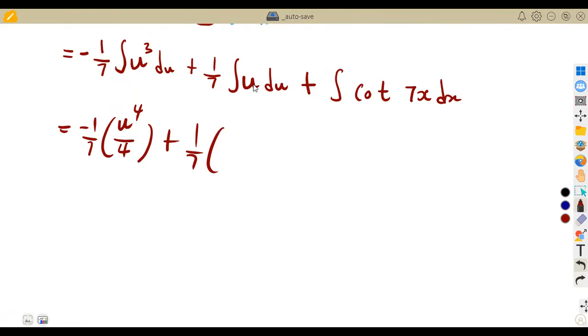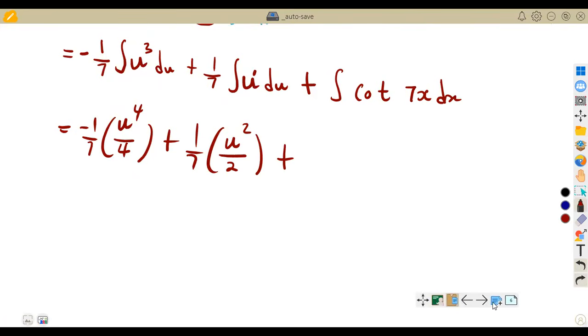The integral of u, this is already a 1. So if we add a 1, it's going to be u squared over 2. All right, so you're going to have u squared over 2 like that, plus the integral of cot.